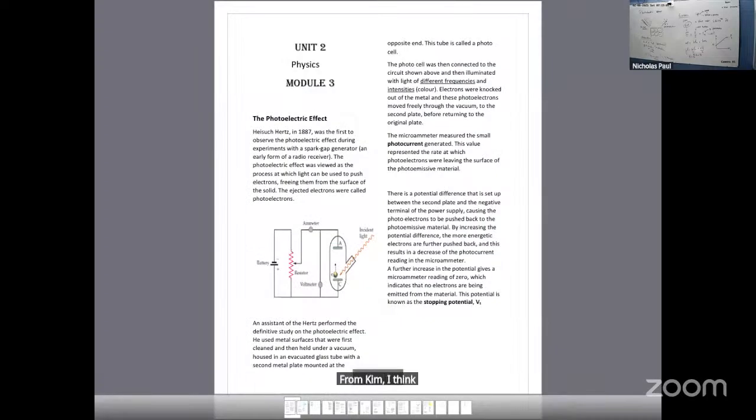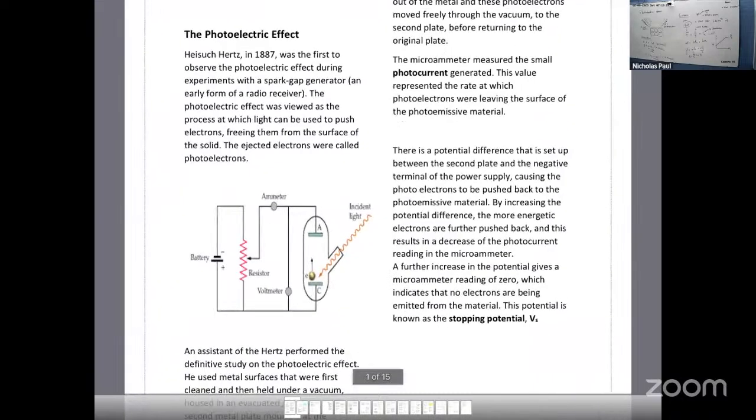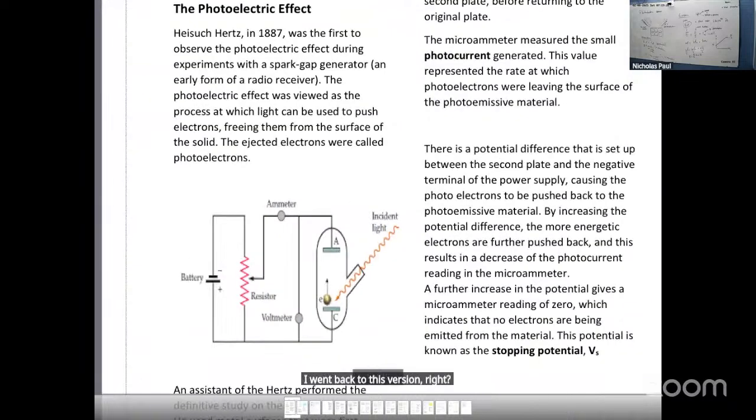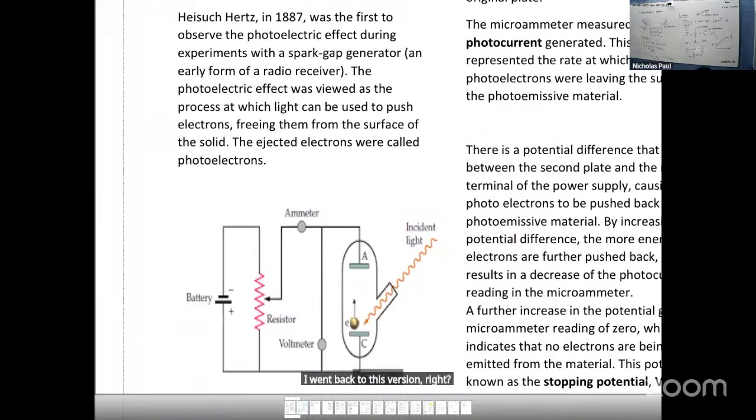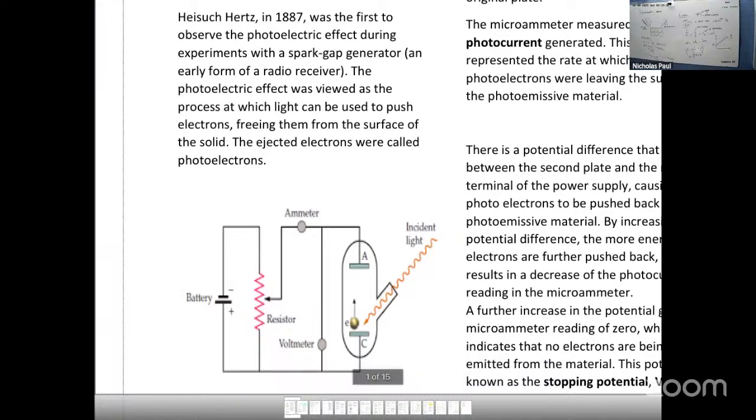All right, take a look at the handout, please. I want you to read it first, and I want you to understand and explain to me how the photoelectric effect is applied here. Right, so I'll ask where it is being observed there.